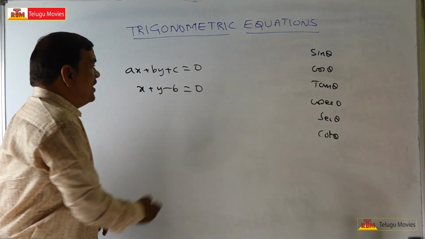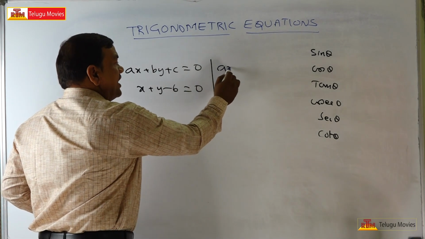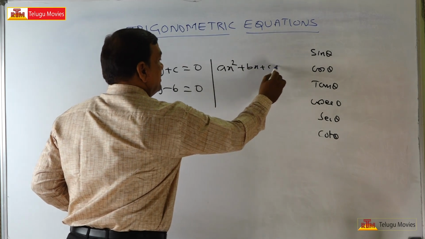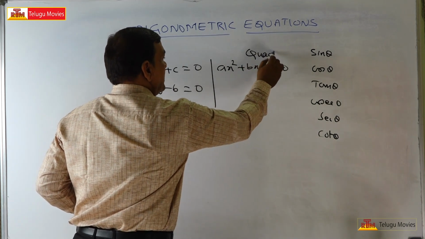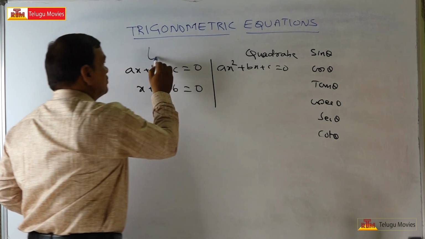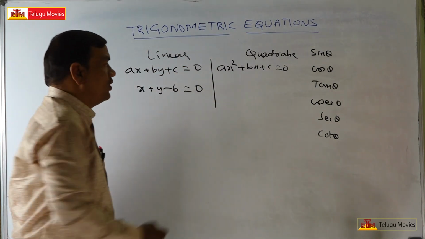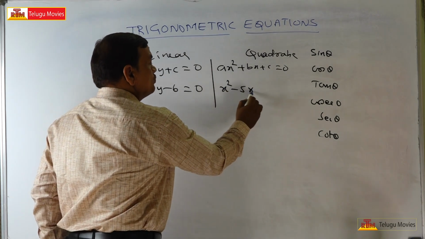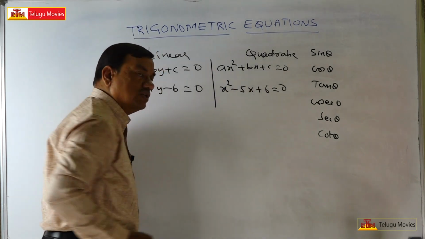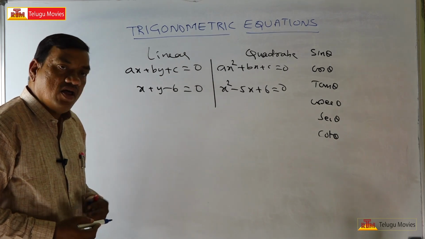And you also know the quadratic equation, ax square plus bx plus c is equal to 0. This is called a quadratic equation, and that is called a linear equation. For example, x square minus 5x plus 6 is equal to 0 is a quadratic equation in the variable x.